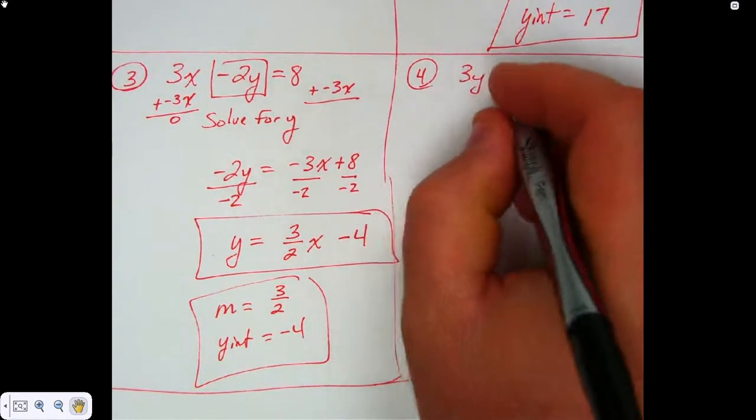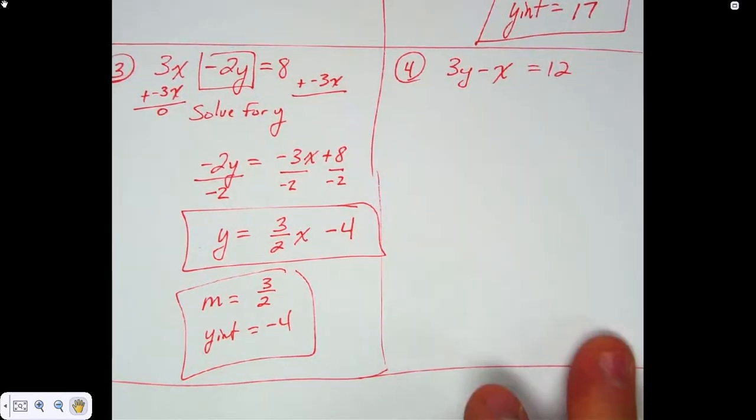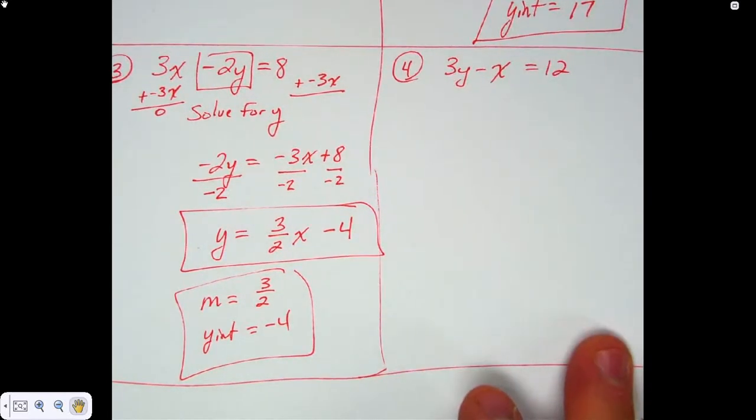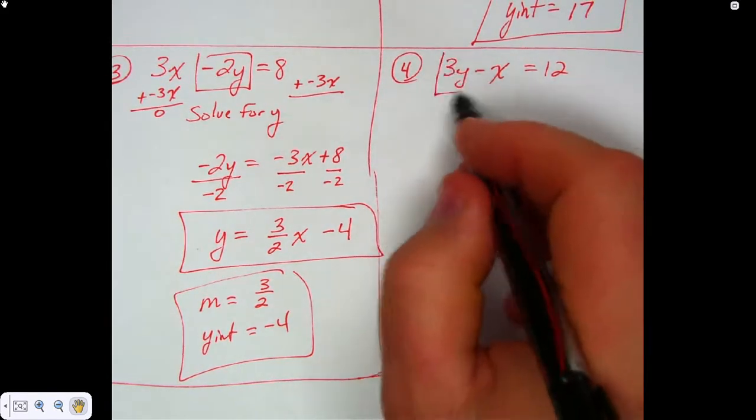4 is 3y minus x is equal to 12. Is this in slope-intercept form? Yes or no? Is it in the form y equals mx plus b? So I need to solve for y.